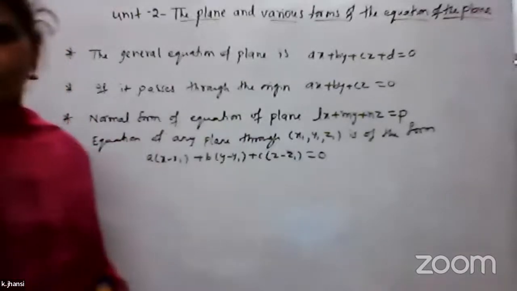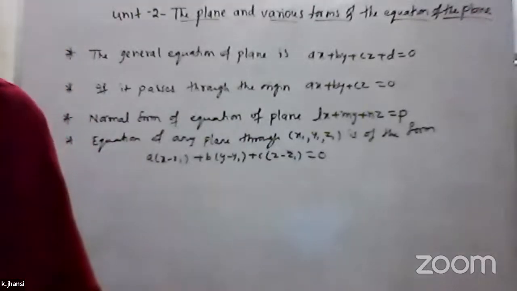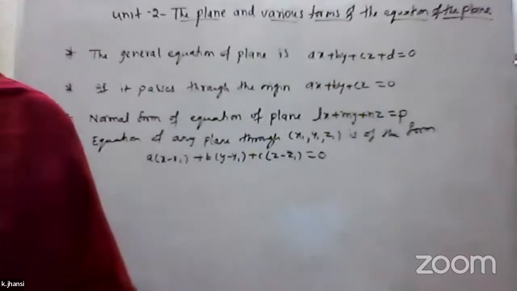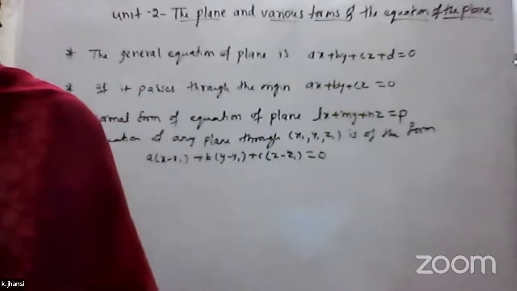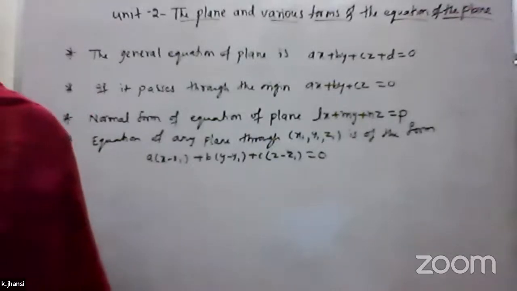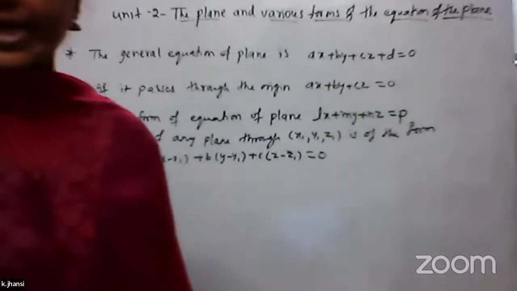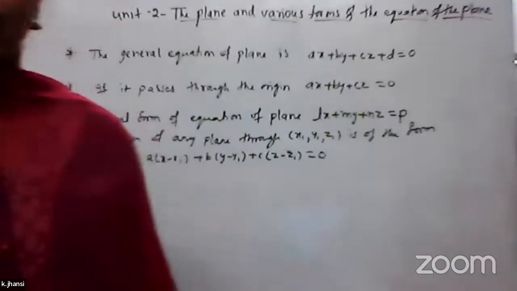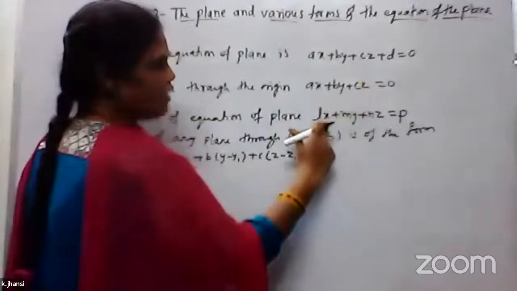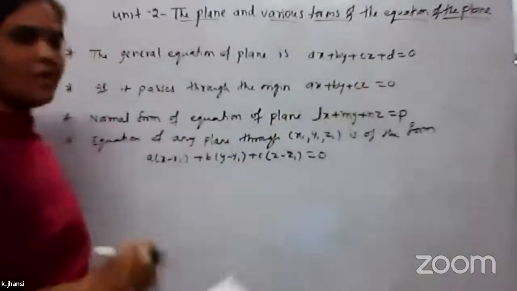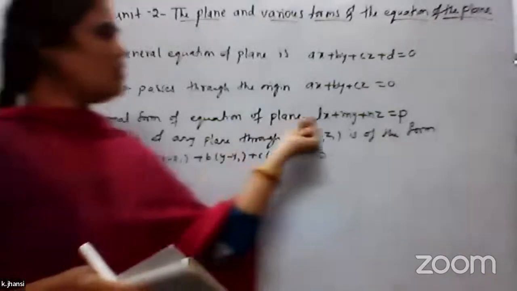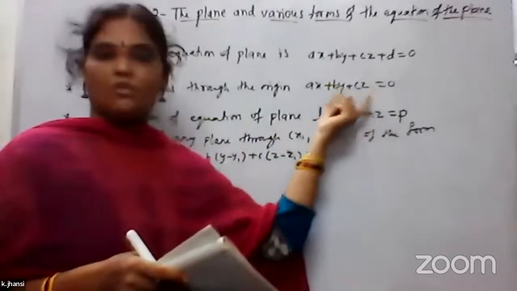Okay, so there are many formulas in your textbook for the equation of the plane. If you have the textbook, see page number 45. There you have 2.3.3. It is the transformation to the normal form. So whatever the general equation is there, this general equation is to be converted into Lx plus My plus Nz equals to P.